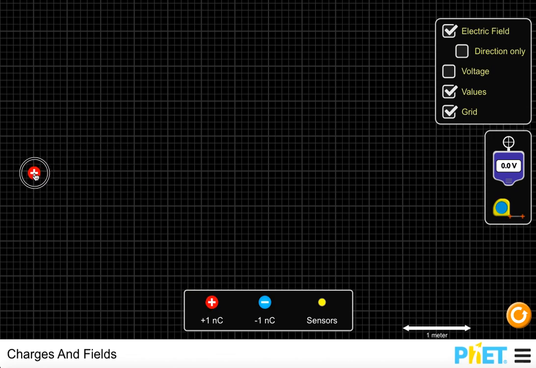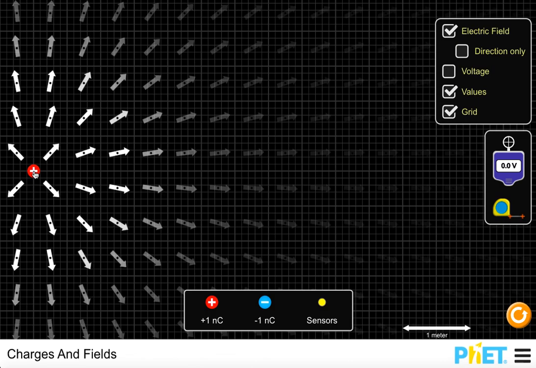When I place this positive charge, you'll notice that I've affected the space around the charge somehow. What these arrows are showing is electric field, and if we place a sensor somewhere in this electric field, this will show us the strength of the force that this sensor would feel if it had a charge, or it's showing us in fact the strength of the field at that spot.